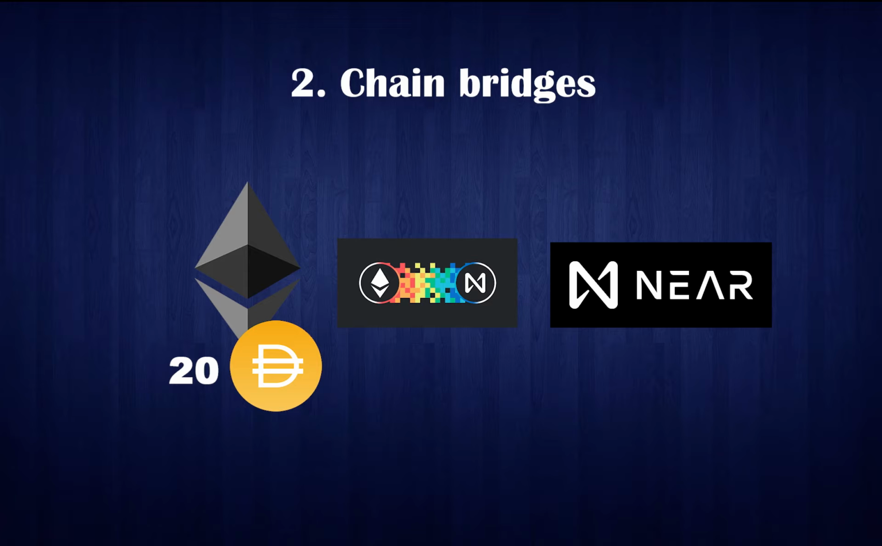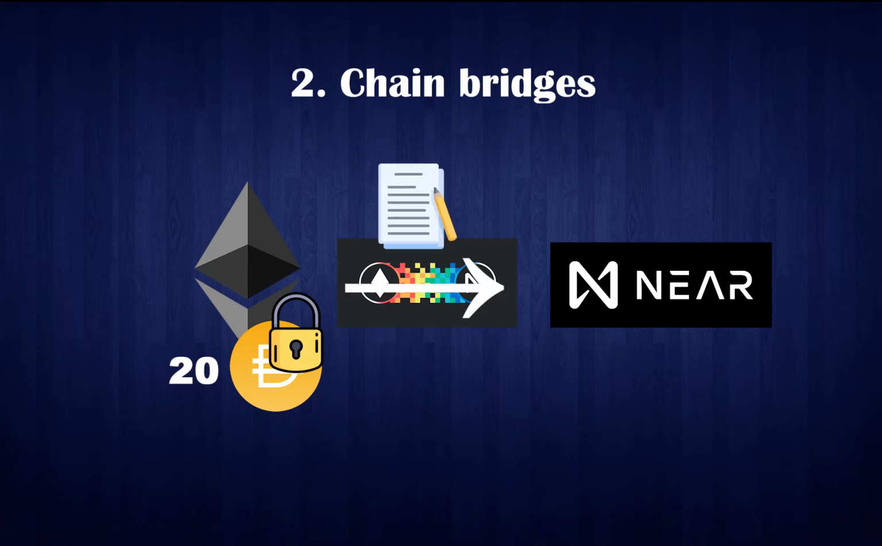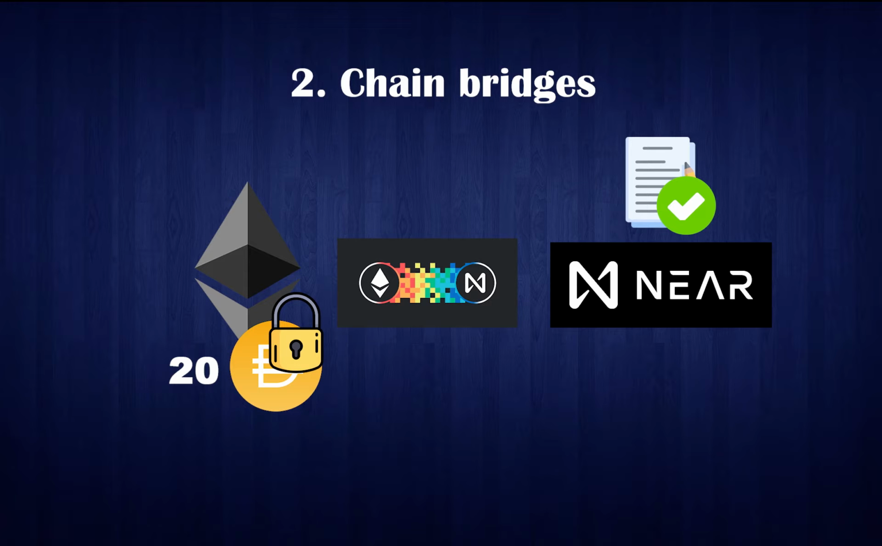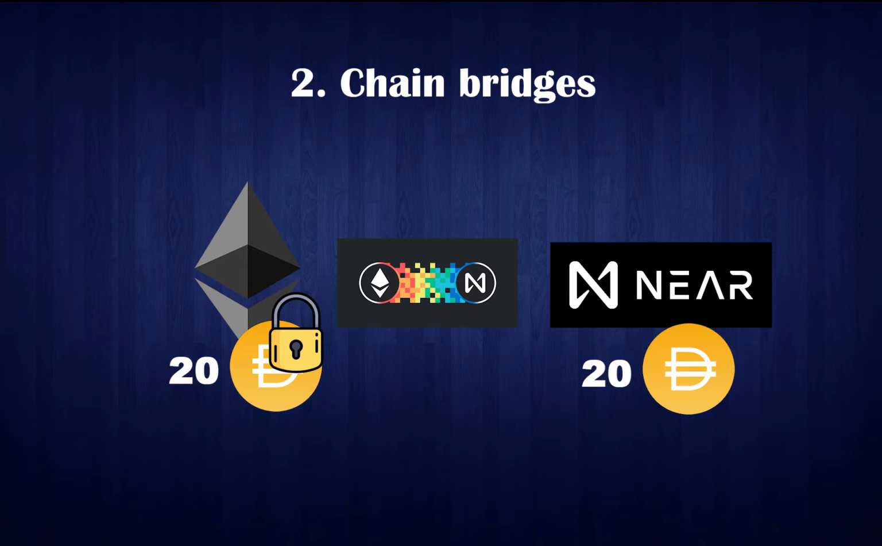First, I tell the Ethereum network that I want to transfer 20 DAI somewhere else. Second, the Ethereum network locks my 20 DAI in a vault, a smart contract, so that they are taken out of circulation. Third, I then tell Near to create 20 new DAI for me by providing Near with proof that I've locked those DAI on Ethereum. Near independently verifies my proof, and then creates 20 new DAI for me to use on Near. That is how chain bridges work.